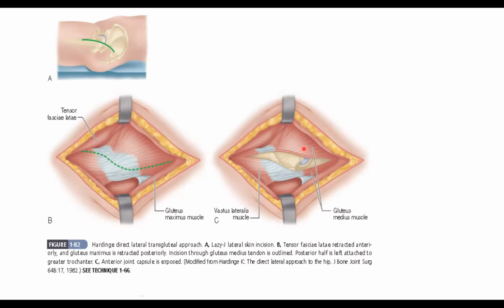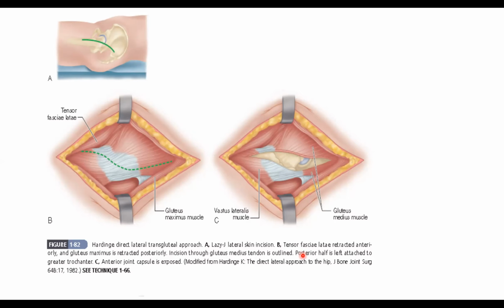You can see the gluteus medius muscle. Okay, this is the lazy J lateral incision. This is like a J. Okay. Tensor fasciae latae is retracted anteriorly. You all know gluteus maximus is retracted posteriorly. The incision is through the gluteus medius, which is outlined. Here they are not doing an osteotomy. The posterior half is left attached to the greater trochanter.